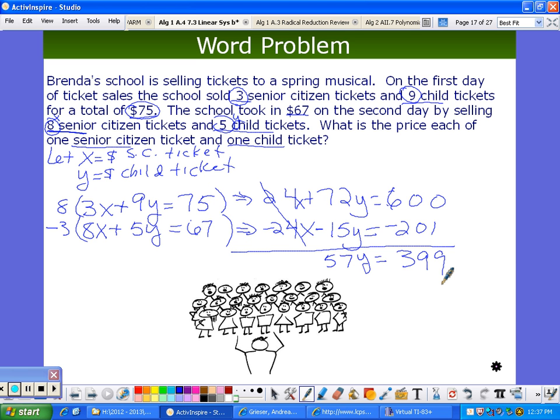So I have to divide by 57. Horrible number, huh? What do I get? 399 divided by 57. Isn't that nice? So what's that? That's y is 7. Go back to your little mapping here. Y is your senior citizen ticket. So by writing these out, it's helping me keep track of what's what. No, I didn't. Y is the child ticket. I'm sorry. Child ticket. Now, if I do want to find the senior citizen ticket, I pick one of these.